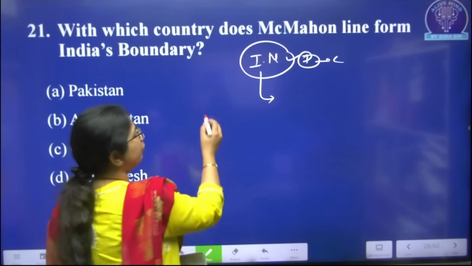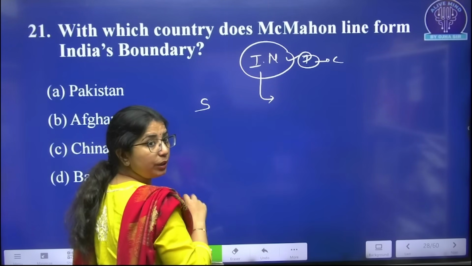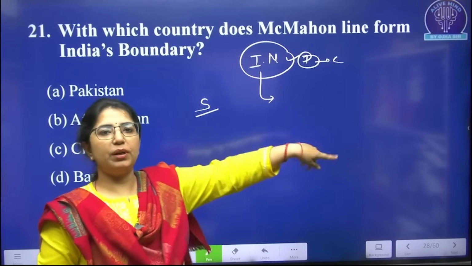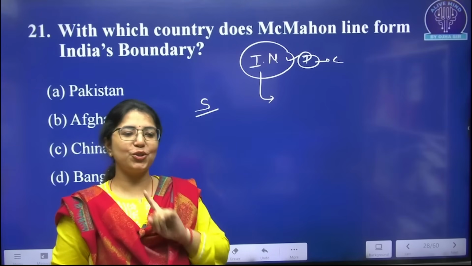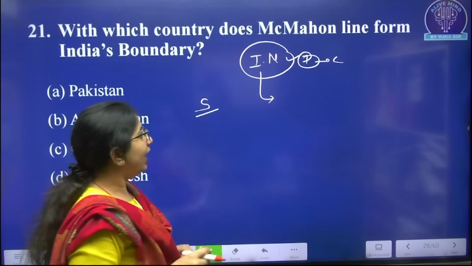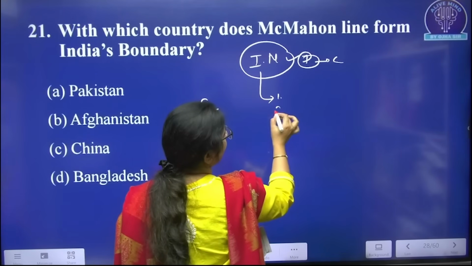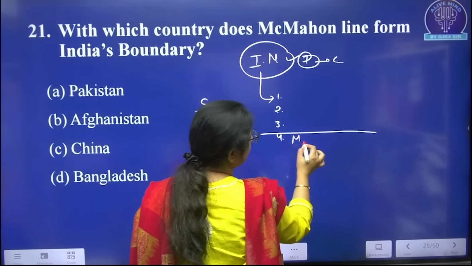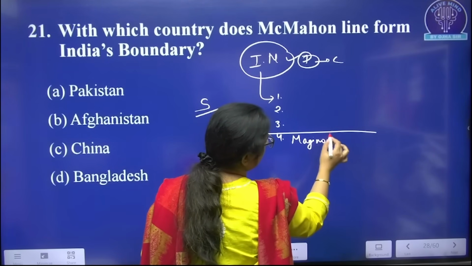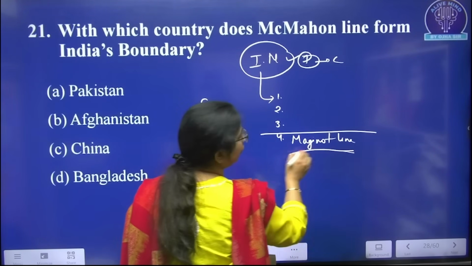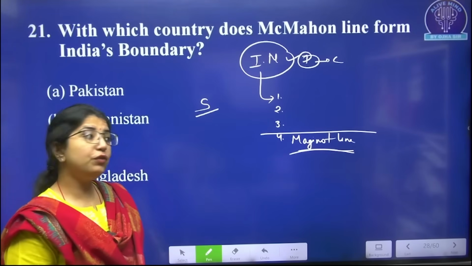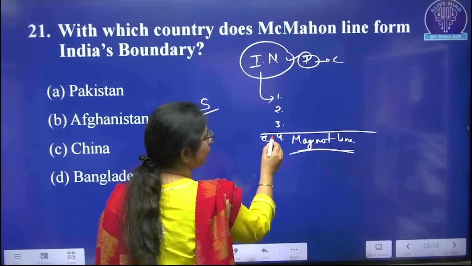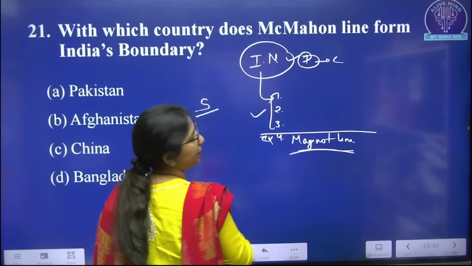There are many types of boundaries like imposed boundaries, superimposed. This thing I'll tell you in chapter number 2 because there is a question on it. Here you need to know 3 types of boundaries. And the 4th one is not with respect to India. The name is Maginot. Maginot line, or boundary between France and Germany. This is not with respect to India, okay?